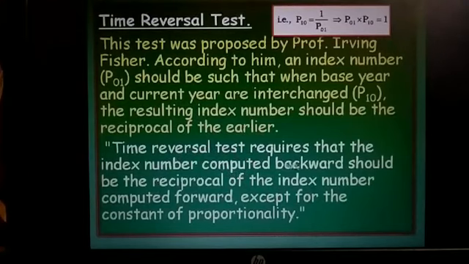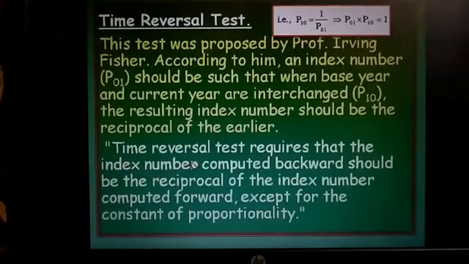How this can be understood using notation, you can see, students. P01 is the calculated price index number in the forward way, 01 it is. Backward way in the sense time is reversed, so it will become P10. This is backward. So if I write this format in the previous one, what we have seen, P10 is equal to 1 divided by P01.